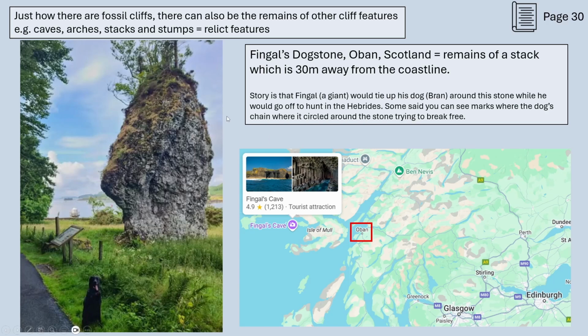And it's called Fingal's Dogstone because the legend is that Fingal, who's a giant, tied up his dog whilst Fingal went off hunting in the Hebrides. So some people think that he would chain it up at the base, and that's why it's eroded more, because the dog would run around in circles. However, it is most likely the relic of a wave-cut notch and not a dog running around.